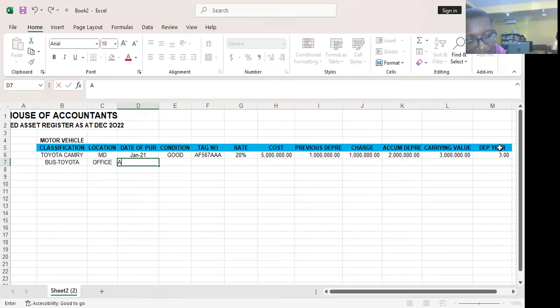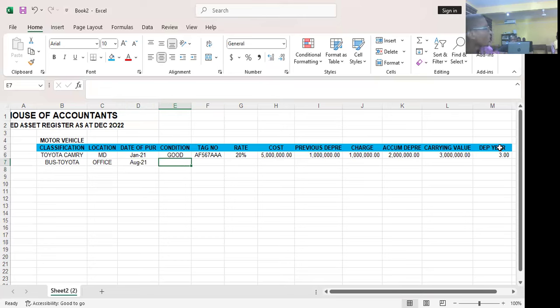August 2021. Are we good? MD, that's the car for MD. Let's say fear, because they've been using this for some time now. What's the number? The plate number should be 77 PPO/66. Anything. What is the percentage?